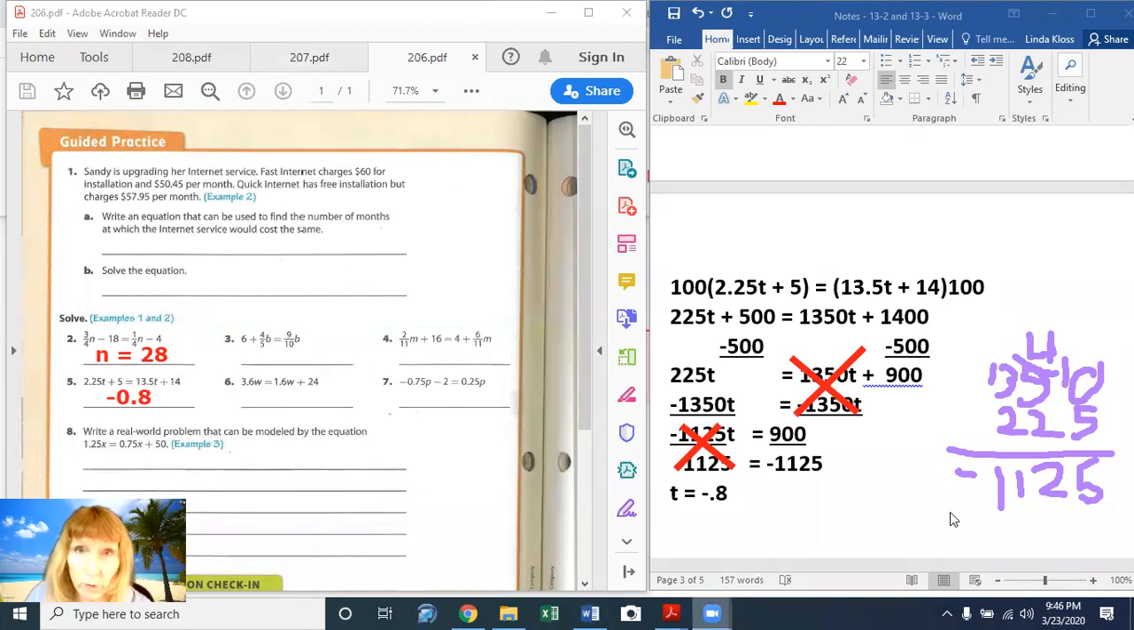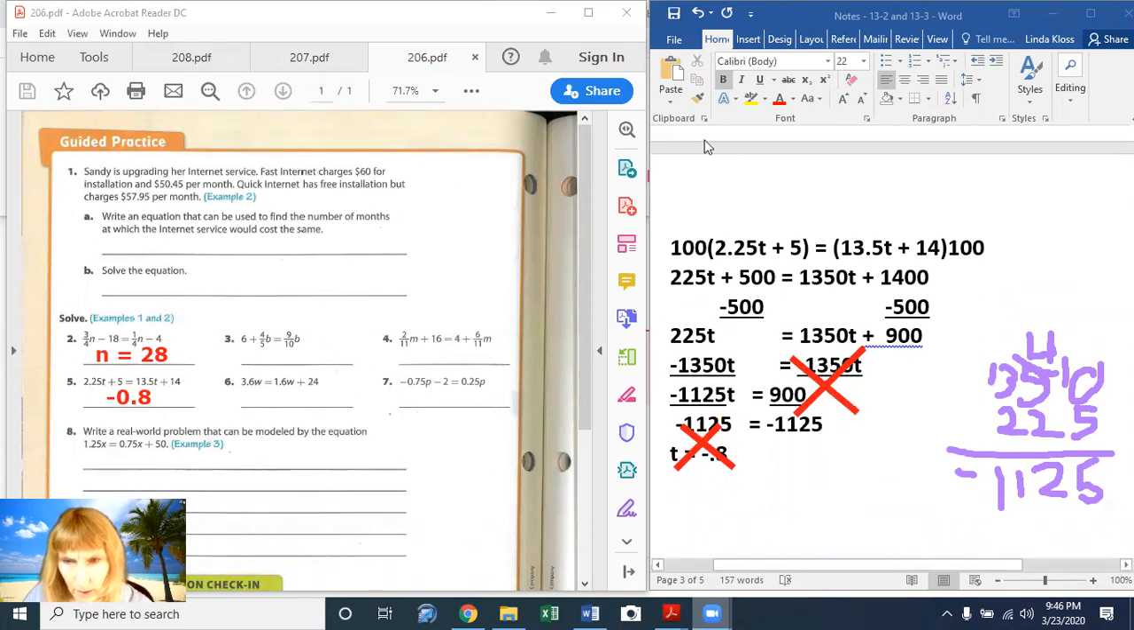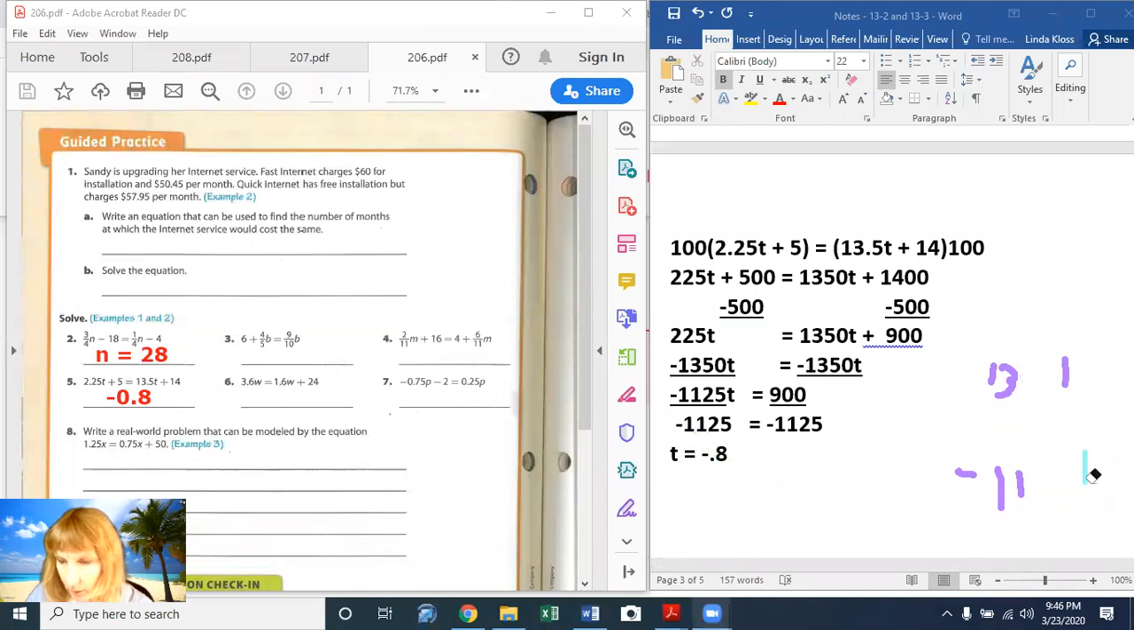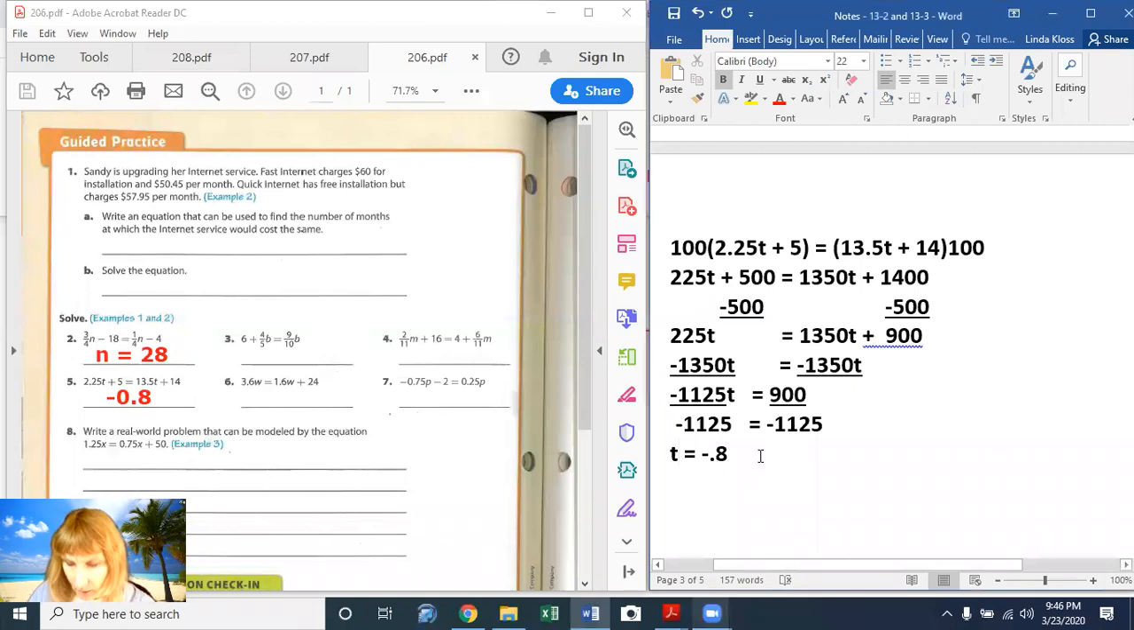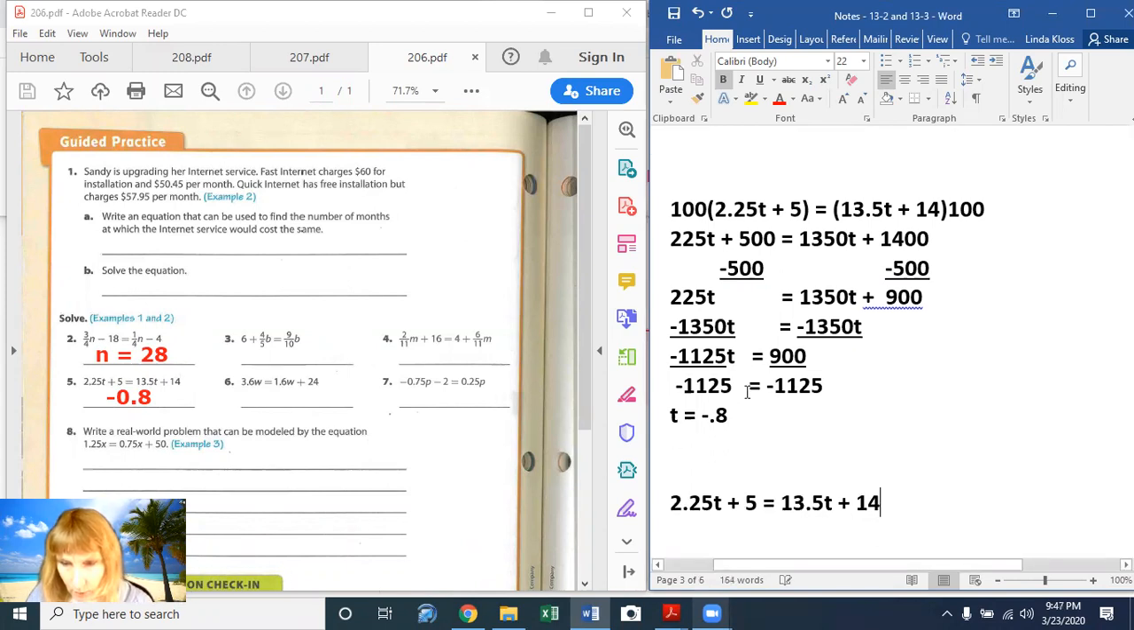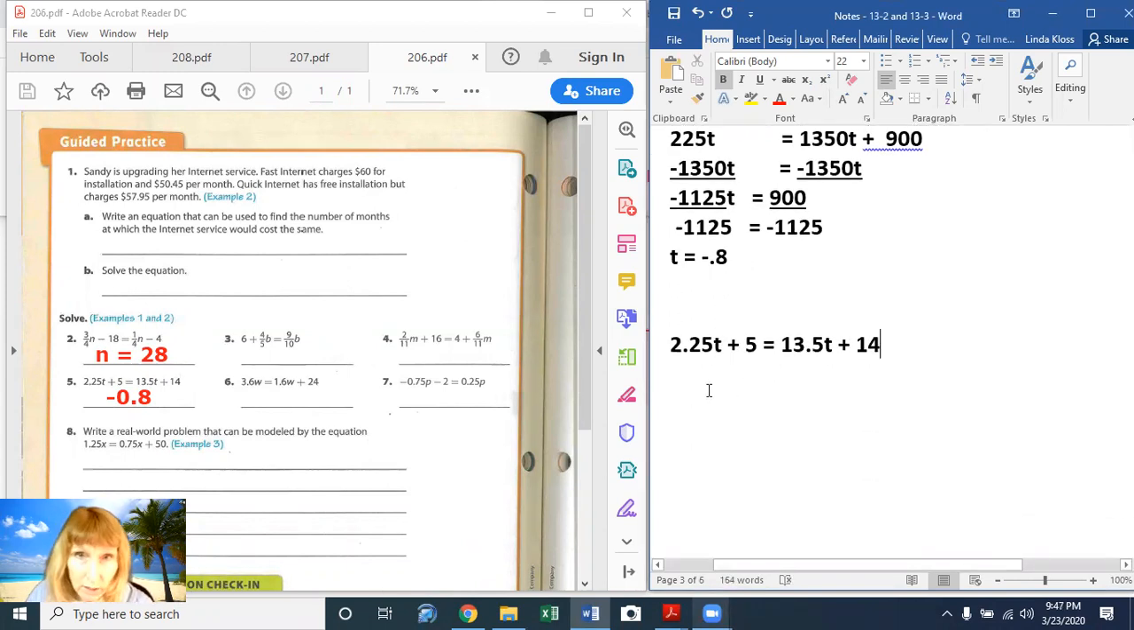Now that was using the shortcut method. We don't have to use the shortcut method. In fact, I actually think that in this case, it might have been easier to not use the shortcut method for this. So let's see what would happen. If I were to do that, I would just have 2.25t plus 5 equals 13.5t plus 14. And I would do the same thing, but I would just use decimals.